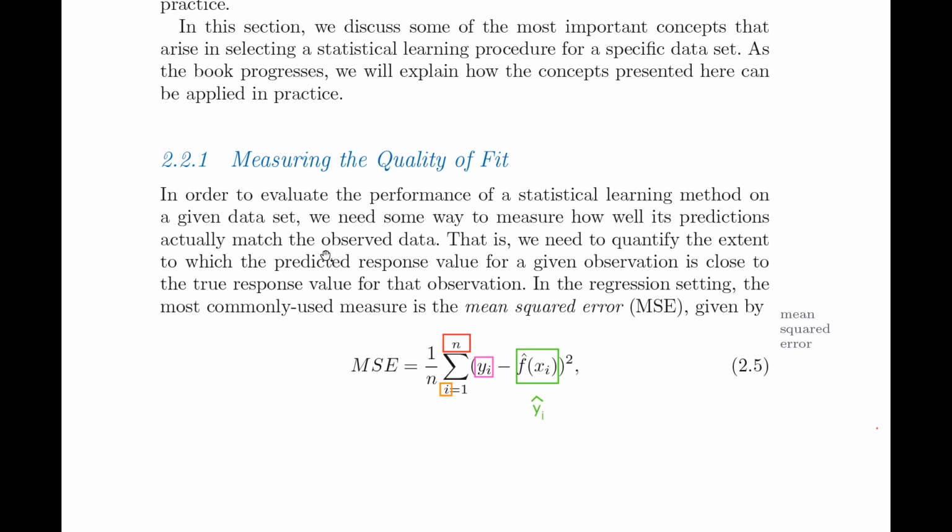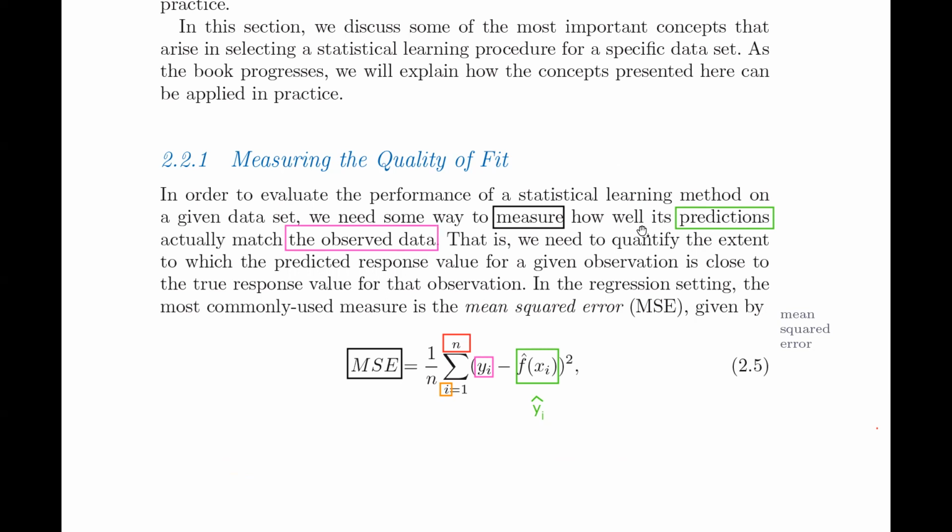In order to evaluate the performance of a statistical learning method on a given data set, we need some way to measure how well its predictions actually match the observed data. And we can actually continue using the same colors that we have below. The observed data, its predictions, and using maybe just black, we're going to use this measure.